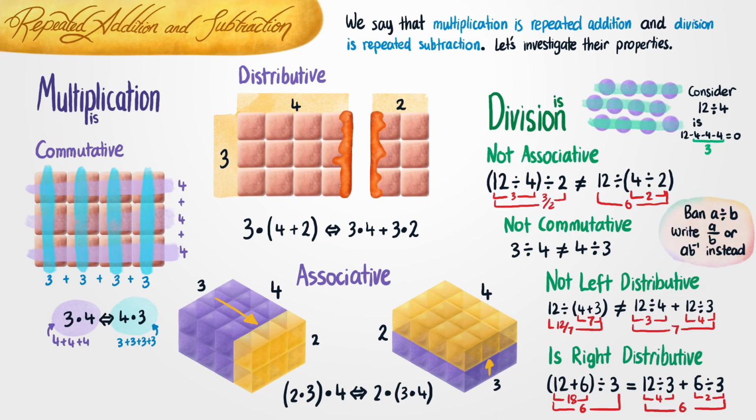The last thing we said was that instead of thinking of 12 divided by 4 as how many items you would give to 4 people, instead you could think of it as how many times you could repeatedly subtract 4 from 12, and the answer in either case is going to be 3. But given all of this information, we've just about completed everything I wanted to say about repeated addition and subtraction.